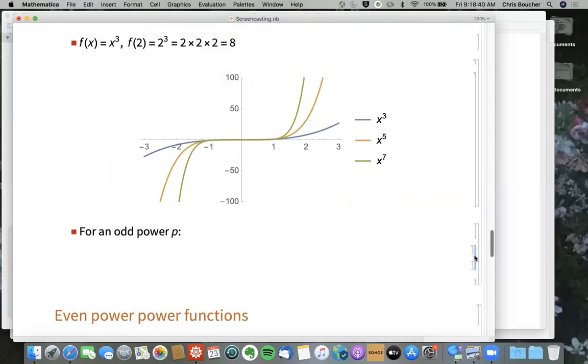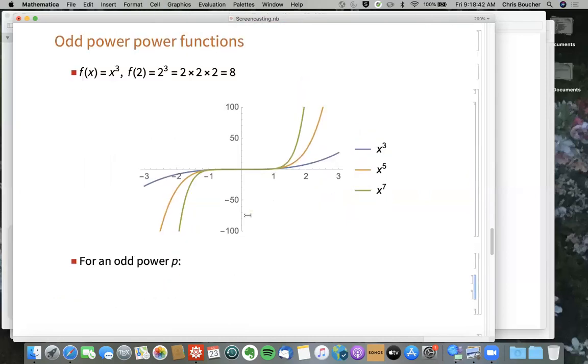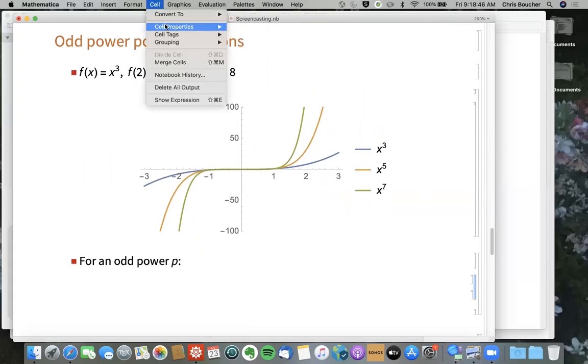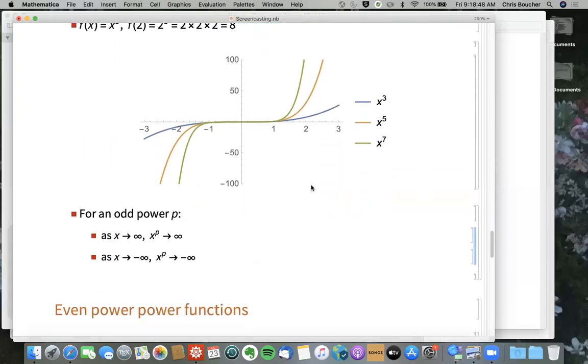We are going to be interested, among other things, for power functions and polynomials in something called their end behavior. The end behavior is what happens to the outputs as the inputs go either to positive infinity or to negative infinity. It's called end behavior because we're asking what happens to the function as the input heads toward the end of the number line. And there are two ends, of course: you can go to the right or to the left.